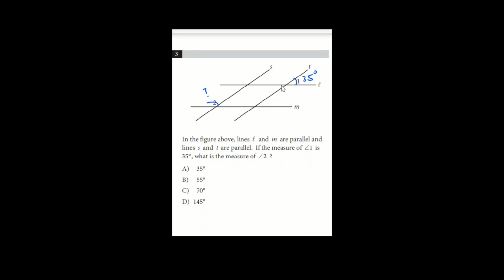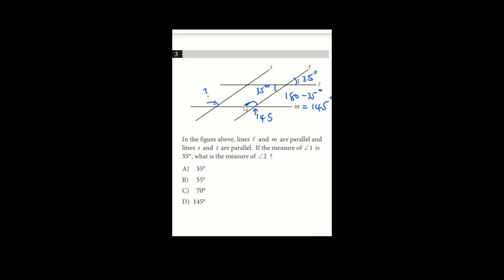So this angle is equal to 35 degrees because vertically opposite angles are equal. And this angle is adjacent to this angle here, 35 degrees. Adjacent angles sum up to 180 degrees. So therefore, this angle is 180 minus 35 degrees, which is equal to 145 degrees. So this angle here is 145 degrees.